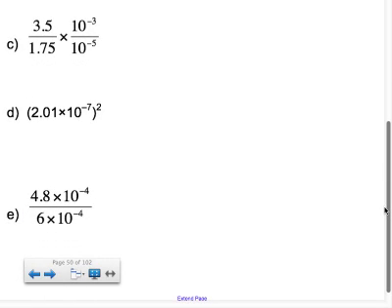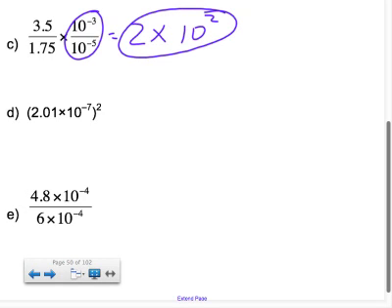Okay, part C. Again, the nice thing is they've already broken this up for us. So we're going to do 3.5 divided by 1.75. Good news is that works out nicely. That's 2 times. And now again here, we're dividing, so I subtract my exponents. 10, and then I have negative 3 minus negative 5, which actually becomes positive 2. All right. And so that's your answer.